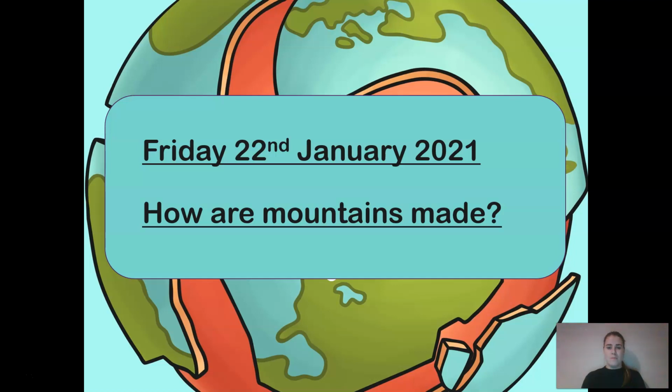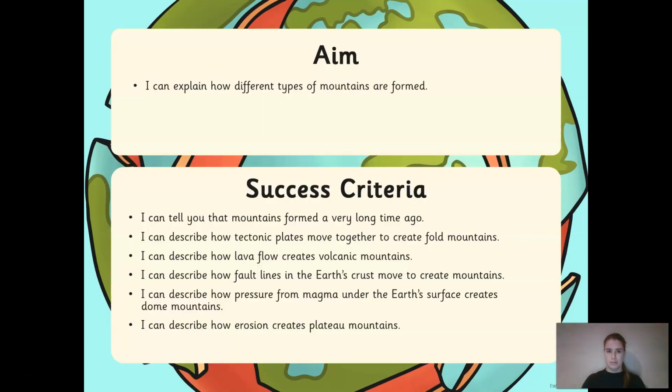We're going to be looking at how mountains are made. Now I'm going to split this lesson into two because we're going to look at 5 different types of mountain formations. So today we're going to focus on 2 of them, and then from next week we'll have a look at the final 3. The aim for today is to be able to explain the different types of mountains. Now obviously we're only going to focus on the first 2.